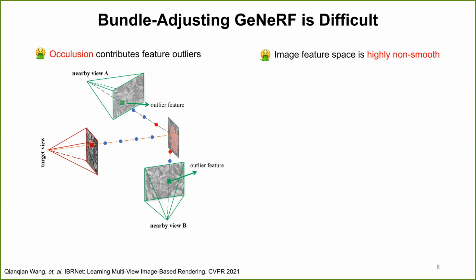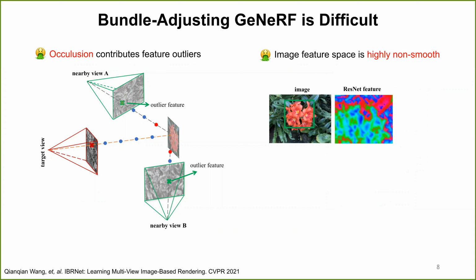The second reason is illustrated in this right figure. Most existing generalizable NeRF methods use ResNet as the feature backbone, and we visualized a patch of the extracted feature map. We can find the feature map is highly non-smooth. Instead, in our method, we adopt a feature pyramid network as our feature backbone, and we can see the extracted feature map is smoother than ResNet.